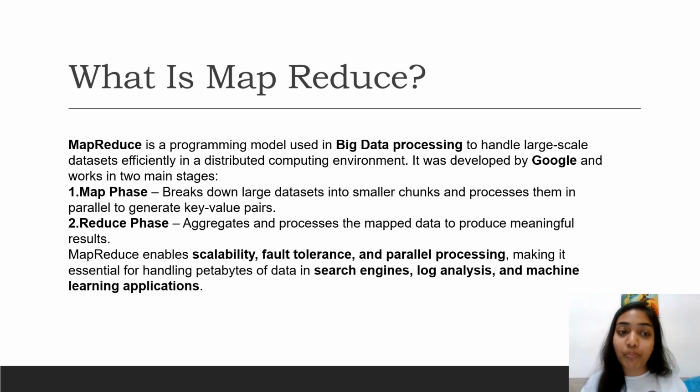The map phase breaks down the large data set into smaller chunks and processes them in parallel to generate key value pairs. The reduce phase aggregates and processes the mapped data to produce meaningful results. So MapReduce enables scalability, fault tolerance, and parallel processing, making it efficient for handling petabytes of data in search engines, log analysis, and machine learning applications.